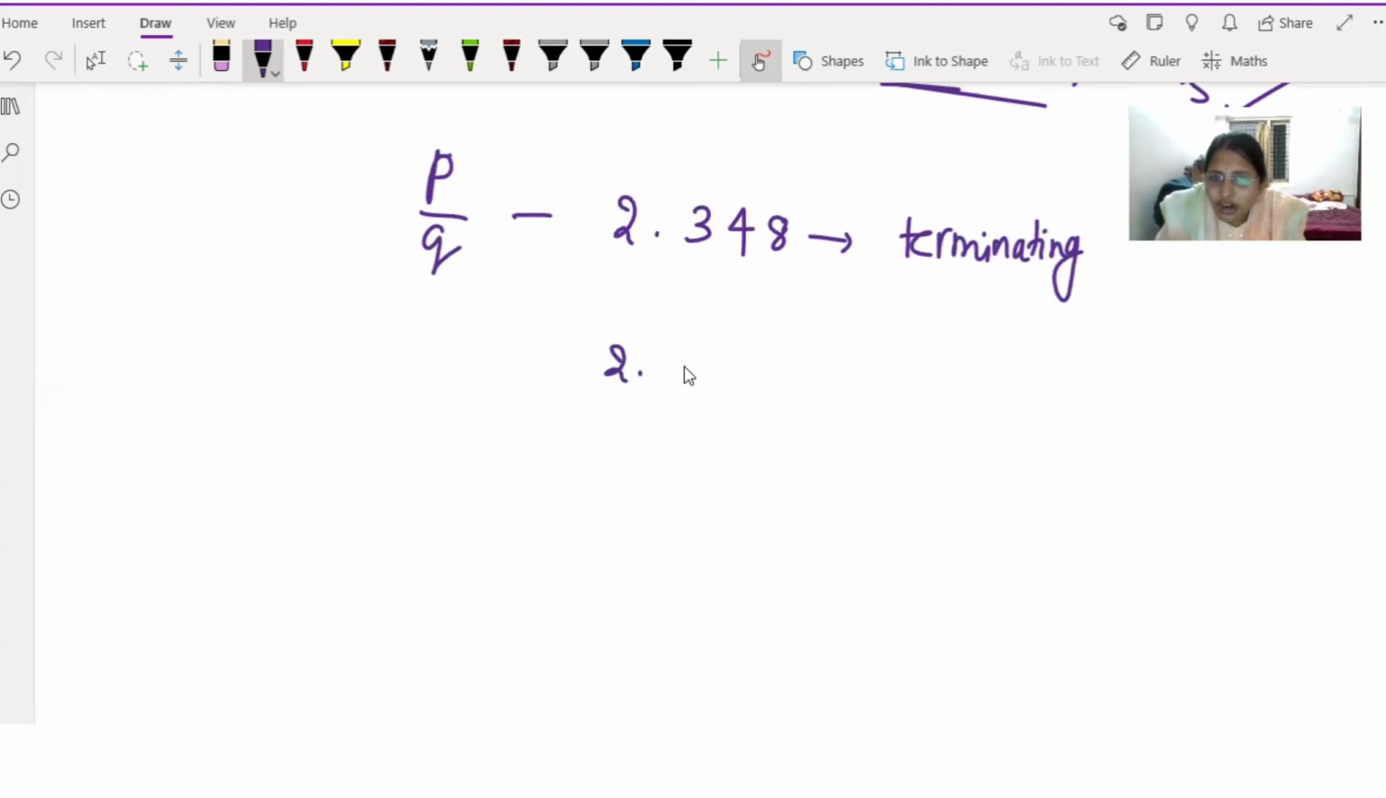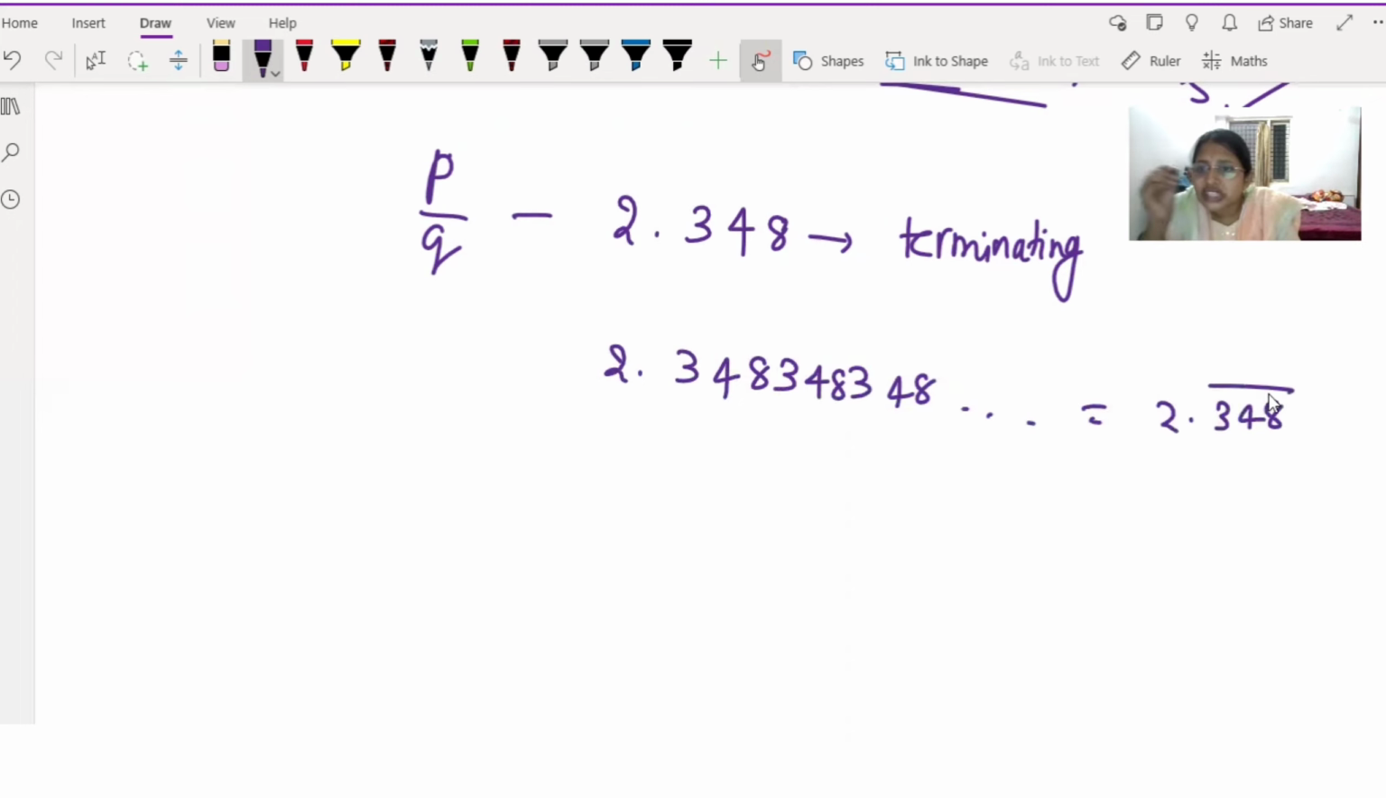Some decimals do not end. Some fixed number of digits used to repeat. Or we write it as 2.348 bar. The set of digits which are repeating, we keep a bar over it. That means the digits are repeating. So this is known as non-terminating repeating decimal or recurring decimal.